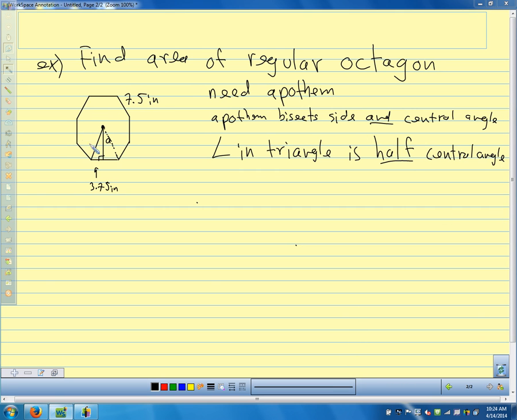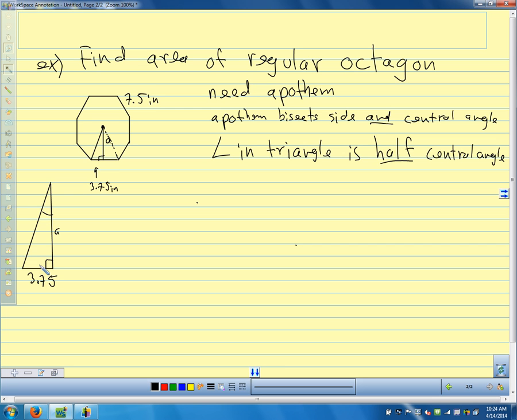So let's redraw this little triangle outside of the octagon, just so it's a little easier to work with. So I'm going to draw it over here, just so it's a little bigger. So there is that triangle that's inside the octagon. We know that this is a 90-degree angle. There's my apothem. We know that this side is 3.75 inches. And we're going to find that angle.